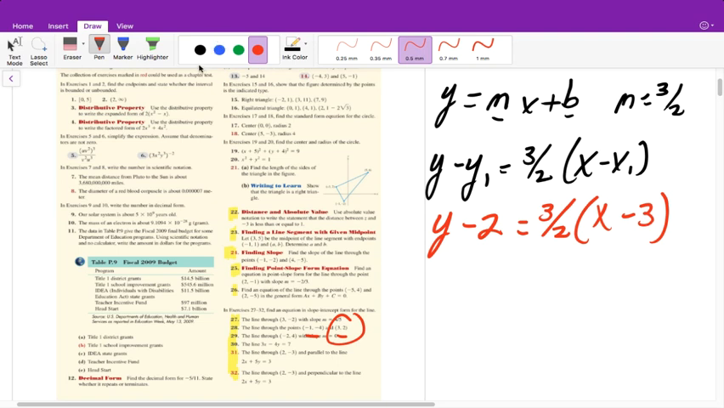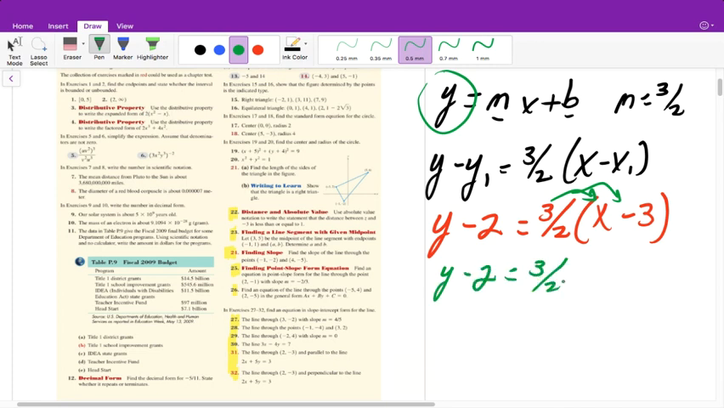Right? So if I ask you to just leave this in point slope form, then you can just leave it in this way. But now, since the directions say to rewrite it in slope intercept, we need to go ahead and set it equal to y. So I'm going to have to distribute this in. So y minus 2 is equal to 3/2 x minus 9 over 2. And then I need to add the 2 over.